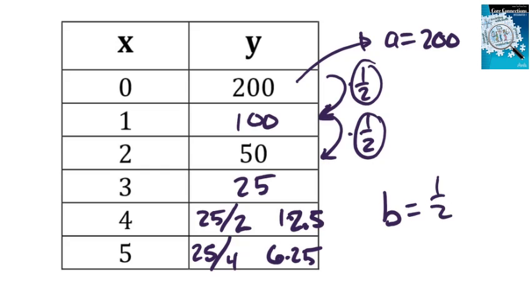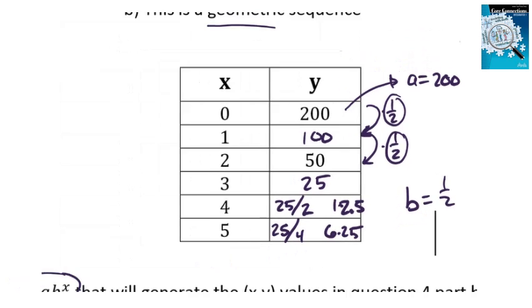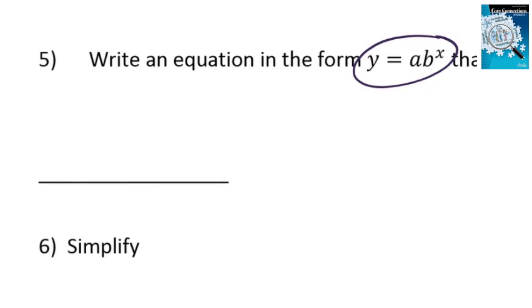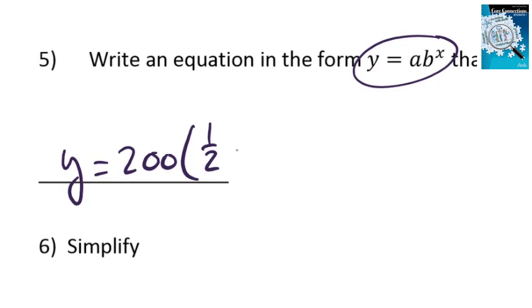So because I have both the 0th term and what I'm multiplying by, it's pretty simple to write this down in this form. It would be y equals the 0th term, 200, times the multiplier, the common ratio, 1/2 to the x power.